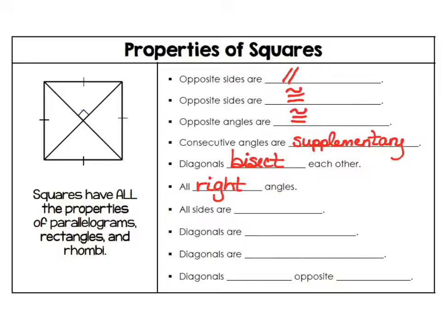So it actually has all the properties of a parallelogram, up to diagonals bisecting each other, and then the two properties of rectangles, and then the three properties of rhombus. So this one has it all. 10 different relationships. That's a lot. Okay, so if in doubt, the square has it all.